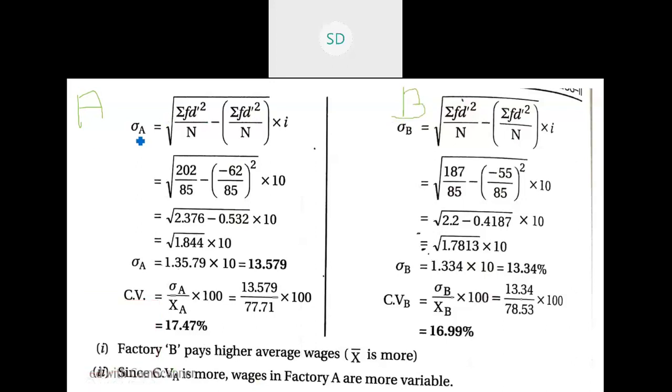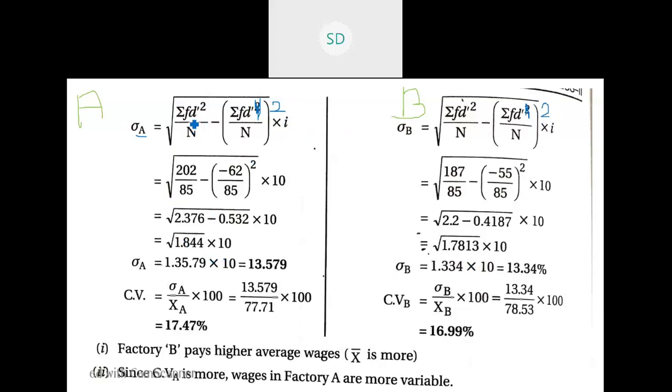Now, standard deviation for a continuous series. The standard deviation of factory A is equal to the square root of sigma fd dash square by n, minus sigma fd dash by n, whole square, into i. The square is supposed to come outside the bracket. They have made a little mistake in the calculation in the textbook. The same thing applies here also.